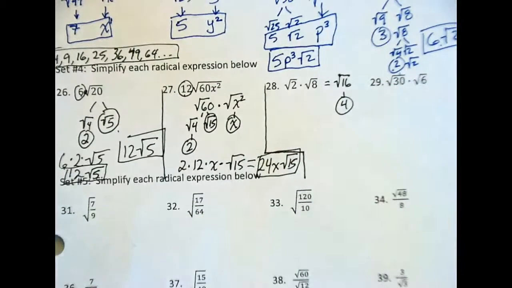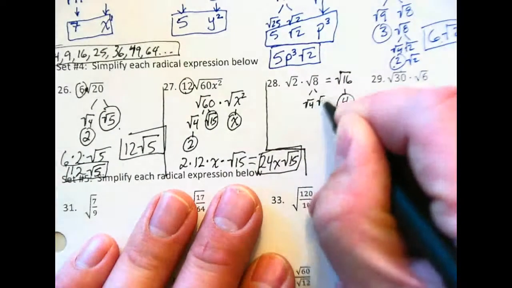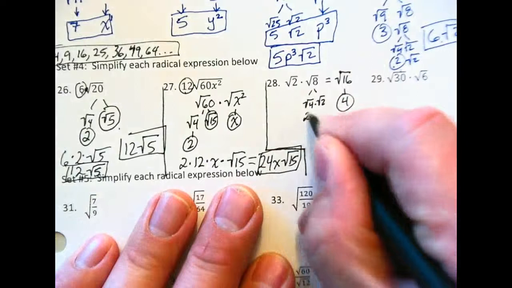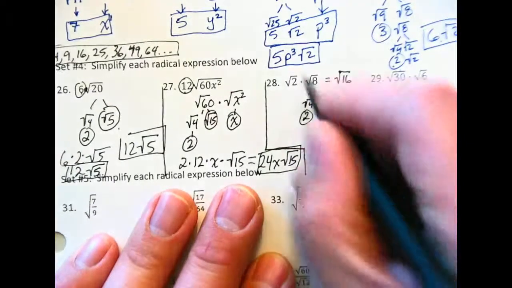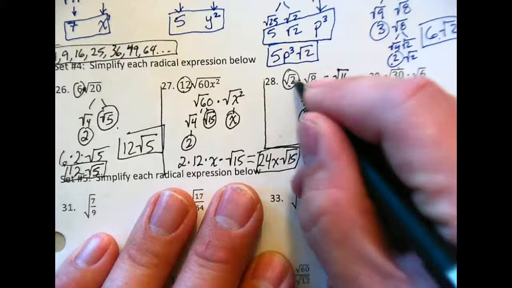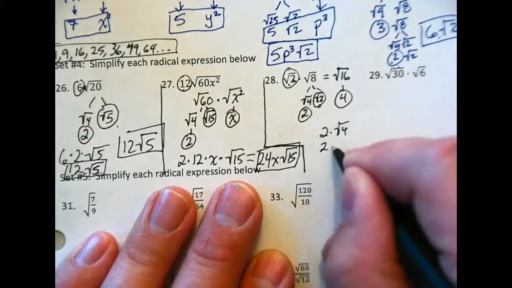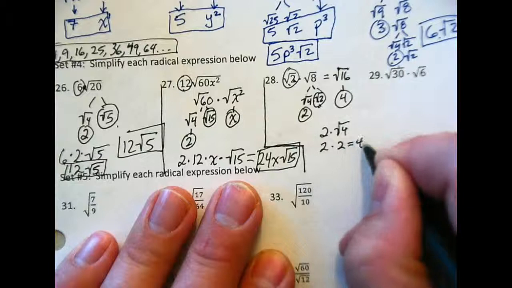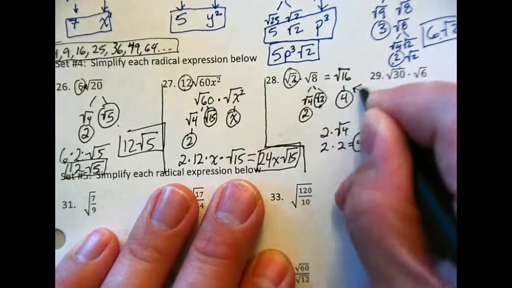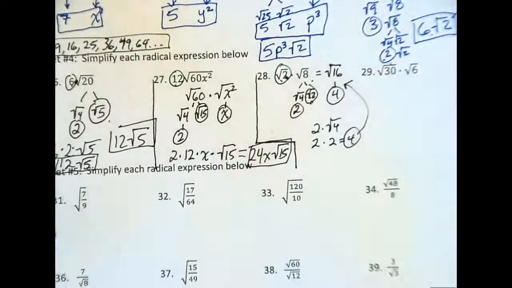Now, you can approach that different ways, right? We could have simplified root 8 first and said root 4, root 2, which would have given us a 2, and then root 2 and root 2. Root 2 and root 2 gives us root 4. So you'd have 2 times root 4, which would be the same thing as 2 times 2, which is the same thing as 4, which is what we got right there, just quicker if we do it this way. So sometimes multiplying them together first helps out.